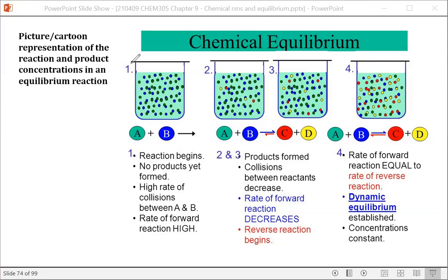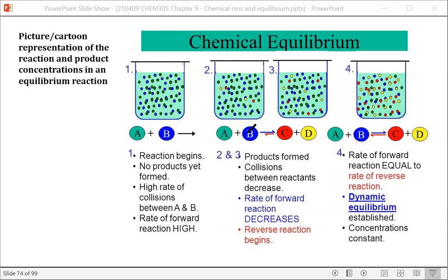I like this cartoon because it kind of shows what we just talked through with pictures and a diagram. So beaker 1 shows when the reaction is beginning, and you just have your reactants present, A plus B. And so when the reaction begins, there's no products formed yet. You have a high rate of collisions between your two reactants A and B, so the rate of your forward reaction is going to be high.